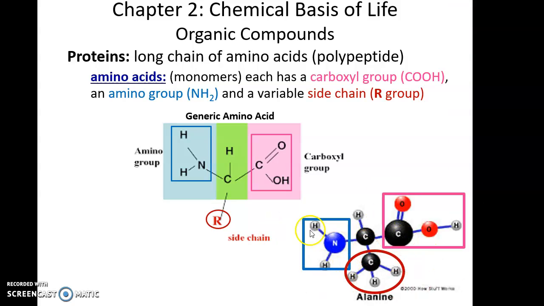And here is just a view of alanine, the amino acid alanine. So again, carbon, carbon, nitrogen. Here's the amino group. Here is the carboxyl group. Here's that central carbon. Here is the side chain, which happens to be CH3, methane.